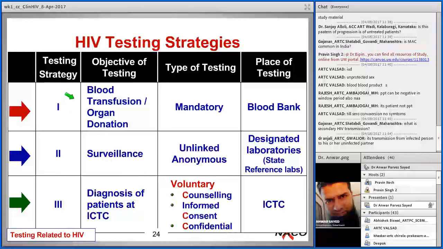If the donor checks the box where it is written that my report should be informed to me, only then does the lab inform the donor that your blood has been tested HIV positive. Otherwise, it is not informed.